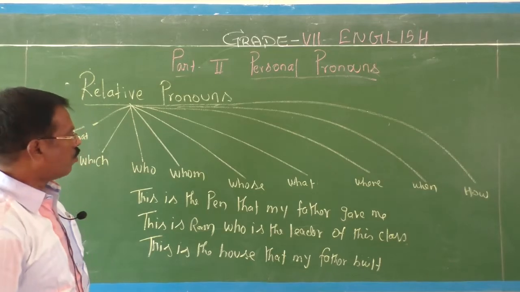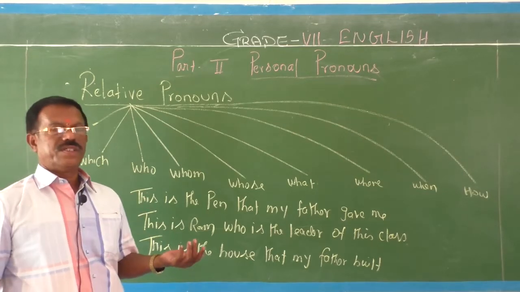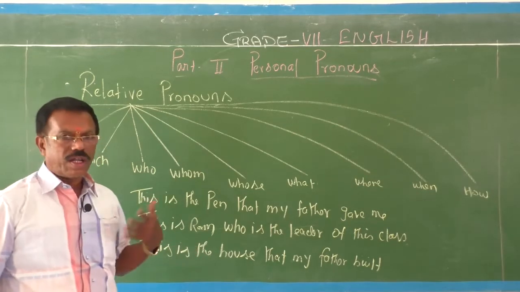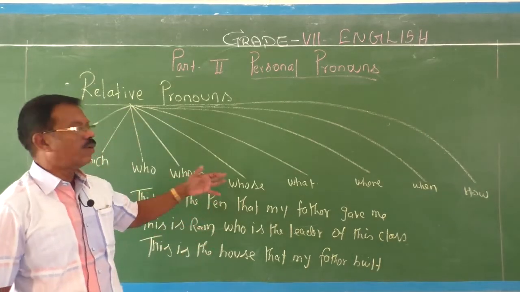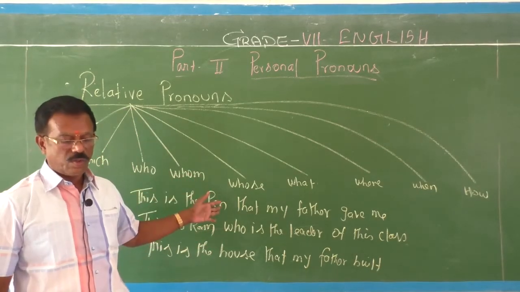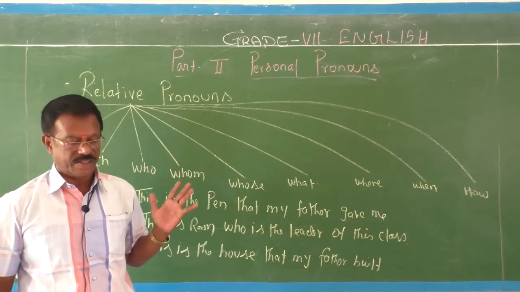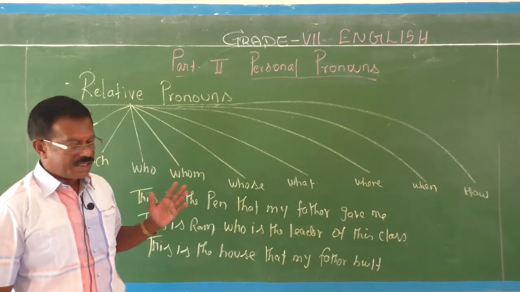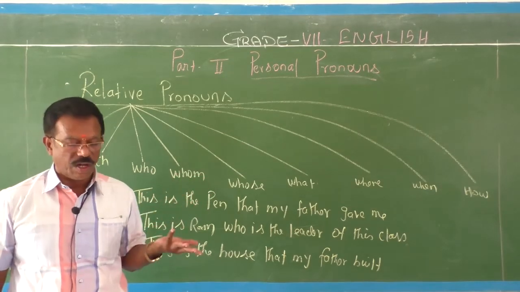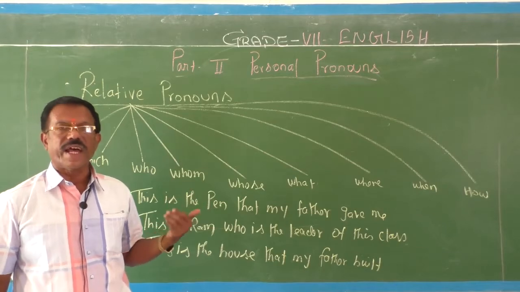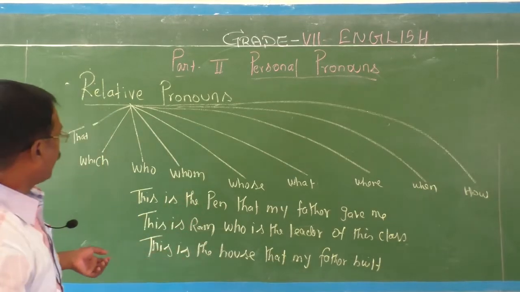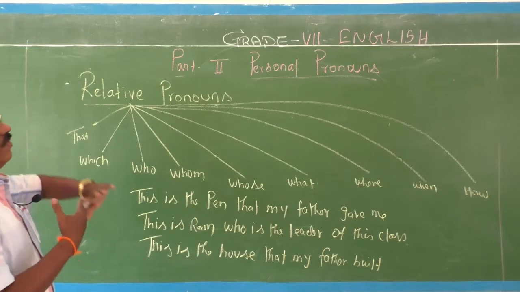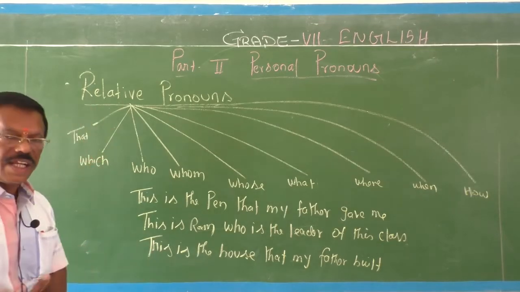This is the boy whom we all appreciate. This is the man whose son won first prize. And this is the place where I was born. This is the place where I left my purse. I will give you all the examples. Now with the help of these examples, you can very well understand these relative pronouns.